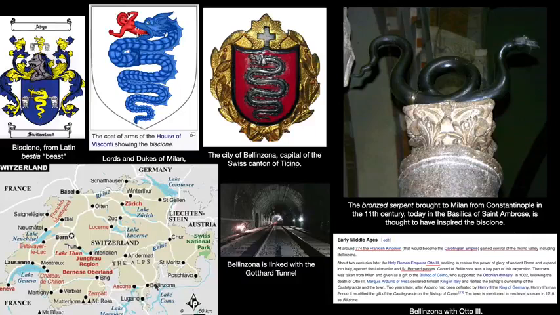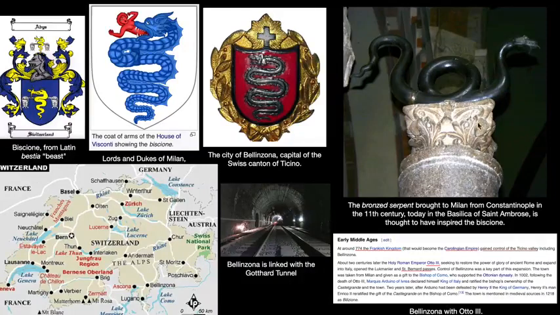So here's Bellinzona. Right up here is about where Piero was, and then they moved to Chur in Graubünden. Bellinzona is linked with the Gotthard Tunnel.